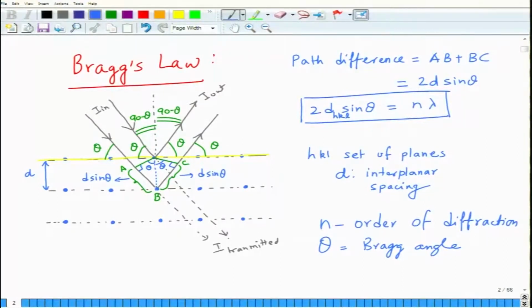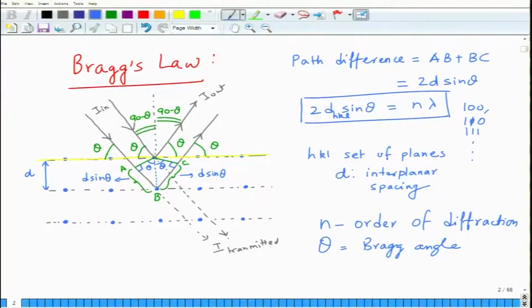d_hkl is not a random value. Okay. So, if you have 100 plane, if you have 110 plane, if you have 111 plane, and so on and so forth, they have specific values, right. Specific values will mean you have specific d_hkls. Specific d_hkls will mean you have specific theta values to satisfy this equation, because lambda is fixed. Okay. So, for a given value of n and lambda, your d sin theta product has to be equal to n lambda divided by 2.